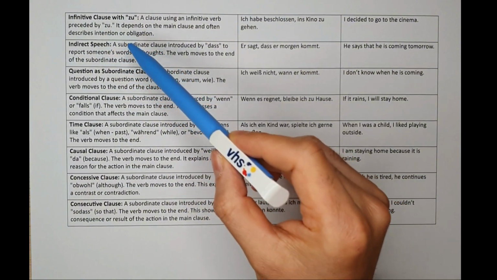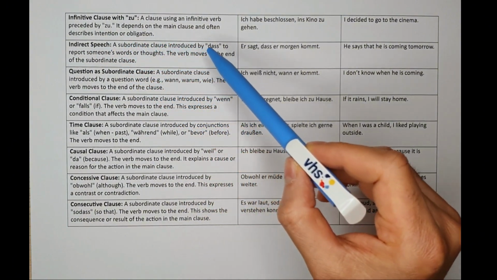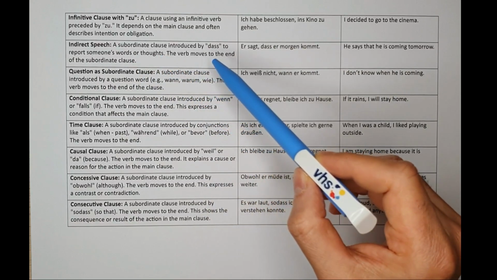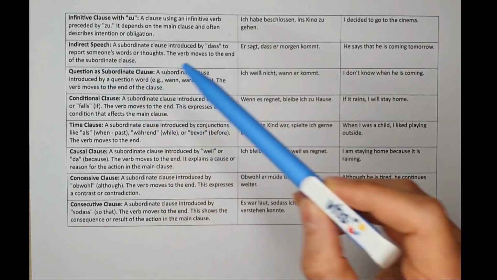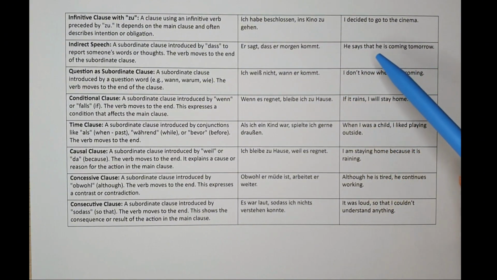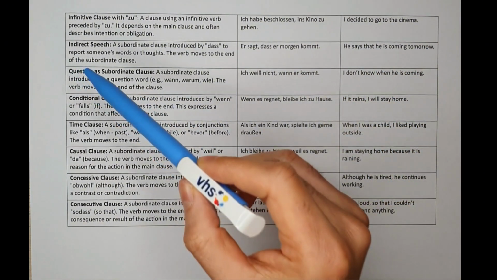Indirect speech. A subordinate clause introduced by dass to report someone's words or thoughts. The verb moves to the end of the subordinate clause. Er sagt, dass er morgen kommt. He says that he is coming tomorrow.